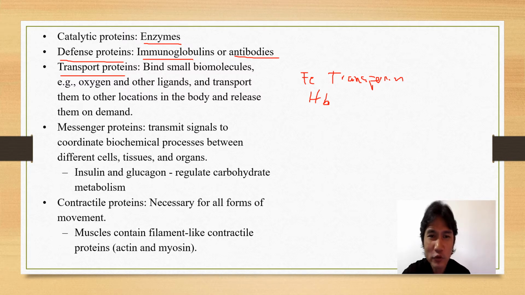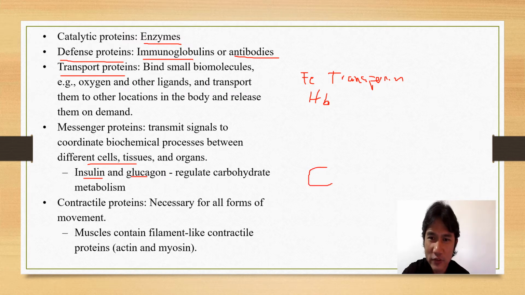Messenger proteins are those proteins that transmit signals to coordinate biochemical processes between different cells, tissues, or organs. Examples of proteins that belong to this are insulin and glucagon. Insulin regulates carbohydrate level. When there's an increased glucose level in the blood, insulin facilitates the uptake of glucose into the cell.